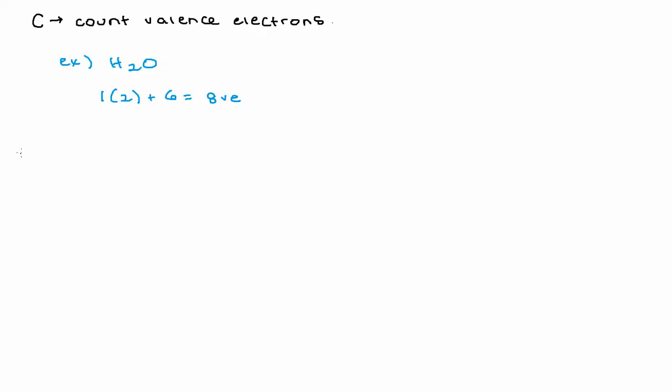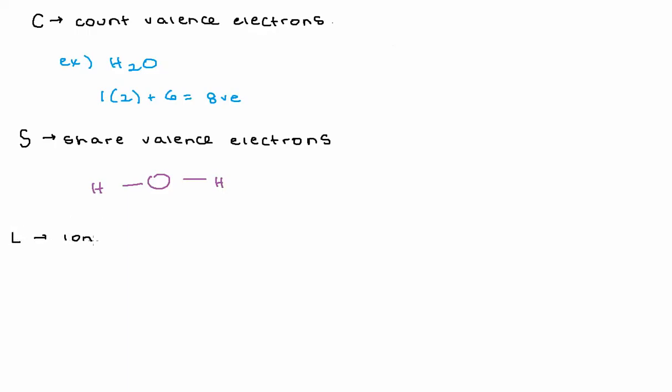My second rule is S. I need to share valence electrons. So all I'm going to do is take the single atom that I have, which is oxygen, and share electrons with hydrogen, and share electrons with the other hydrogen. The next rule that you need to do is L, which is lone pairs of electrons.